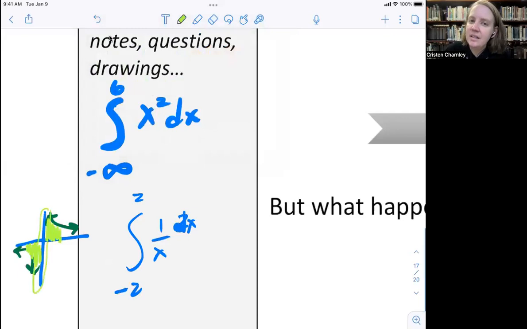So what goes on there? Do we have an area? Do we not have an area? So that is another type of improper integral. We'll get into that in a second. So let's come over here to our notes.